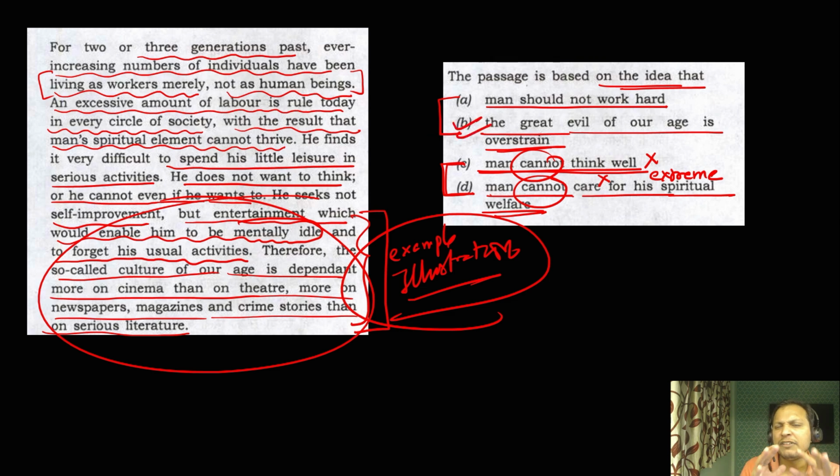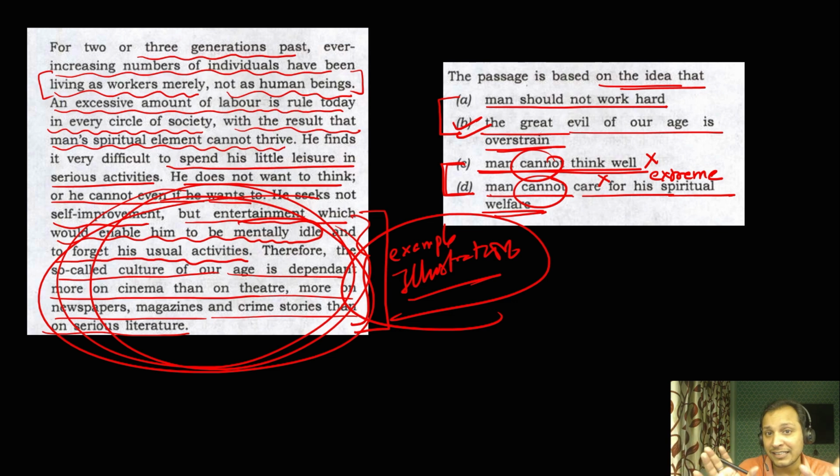So guys, what did we learn in today's video? We learned that the main idea is not about specific examples. For example, here they are giving specific examples like newspapers, crime stories. We are running after them, we are not reading serious literature. That is an example. Okay, it is not the main idea. It's just an example, just factual elements. So that will never be the main idea. The main idea will be either in the beginning or in the end.